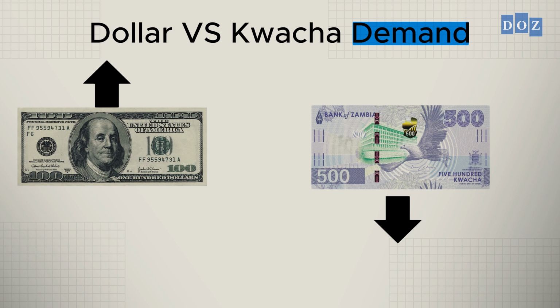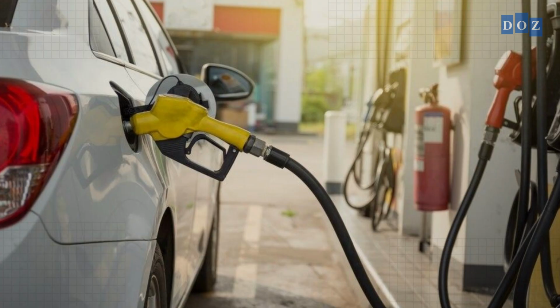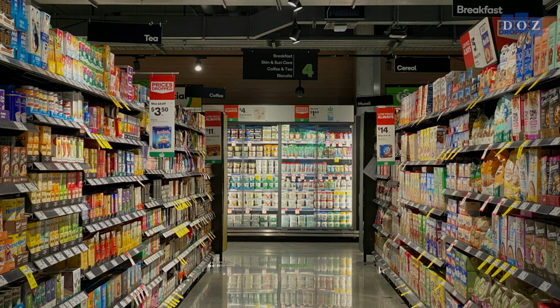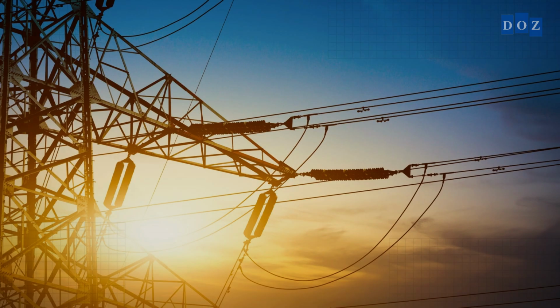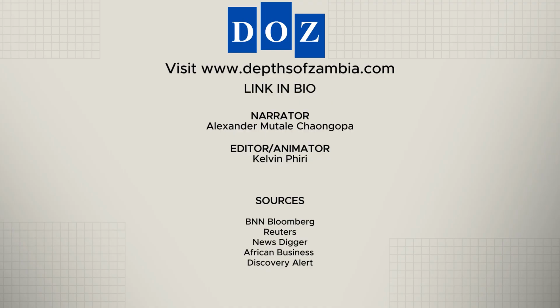So how does it affect the Zambian people? When the Kwacha loses value, fuel prices go up, transport costs rise, food becomes more expensive, especially imported goods, electricity tariffs may increase due to fuel or equipment imports, and overall inflation rises. For ordinary people, this means a higher cost of living. As long as there's a big gap between the imports and exports, the Zambian Kwacha will depreciate against major currencies.